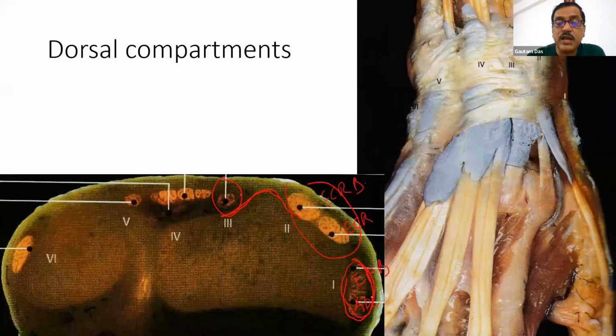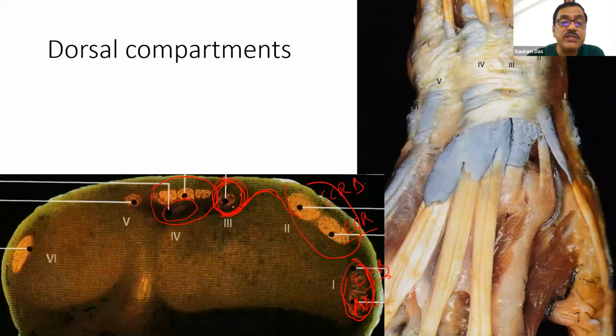So the first compartment has abductor pollicis longus and extensor pollicis brevis. The second has extensor carpi radialis longus and brevis. And then comes the extensor pollicis longus; after brevis, longus will come again. So in the third compartment there is only one tendon. After that, in the fourth compartment, there are two important ones. One is the extensor digitorum communis, where there are four tendons. And below that there is another, known as extensor indicis.